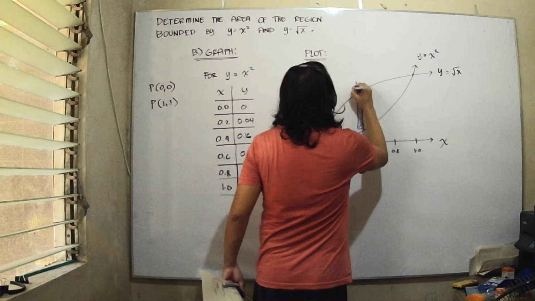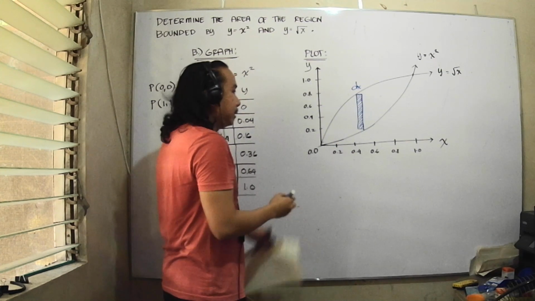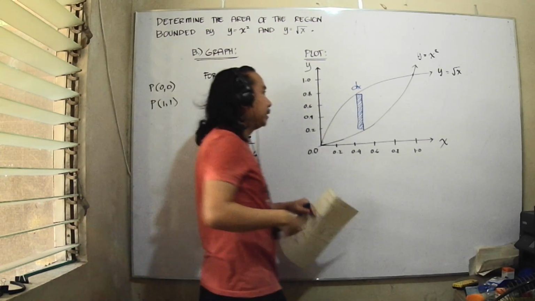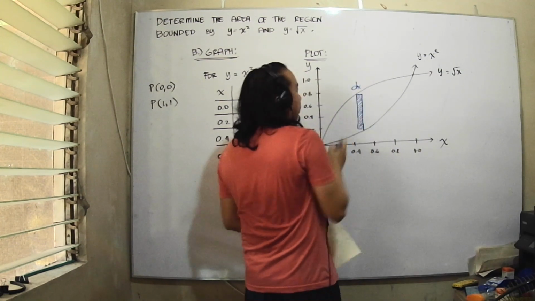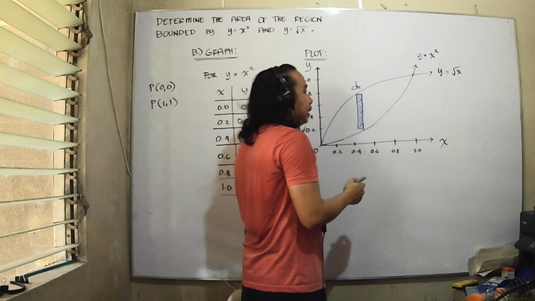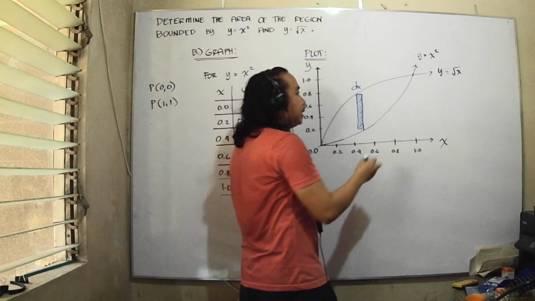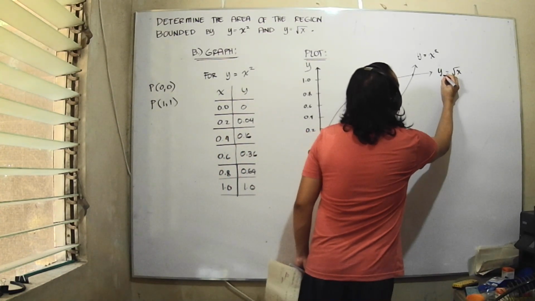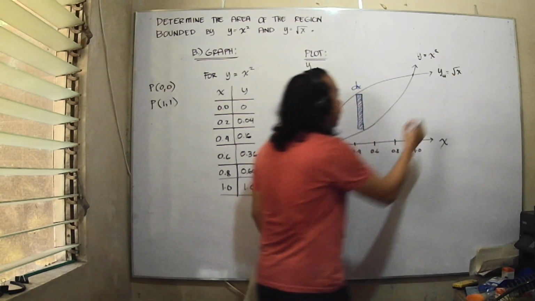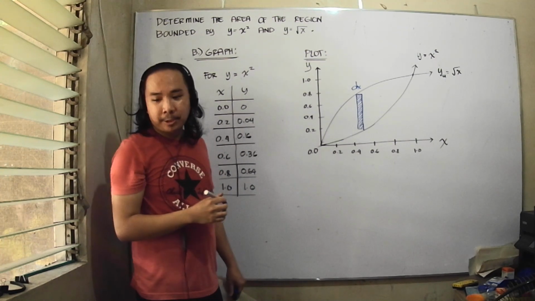Okay, so the length of this strip with dx, we have not determined yet. But we can see visually by inspection that our upper y is equal to this. Okay, this is the upper dimension.